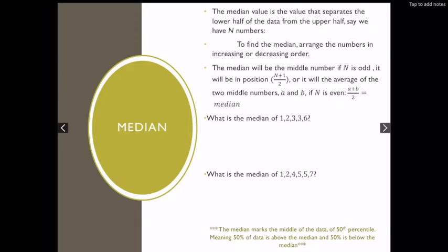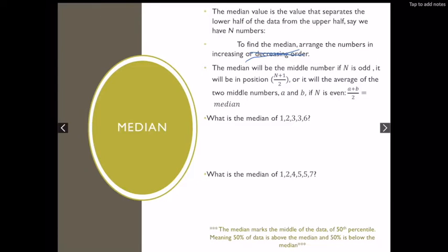The median value of a data set separates the lower half, or 50% of the data, from the upper half, or the other 50% of the data. So if we have a data set that has n numbers, n being how many numbers are in the data set, be it 6, 7, 15, 104, right? To find the median, the first thing we need to do is arrange the numbers in increasing or decreasing order. I always do it in increasing order. Decreasing order just sounds counterintuitive. So that's our first step.